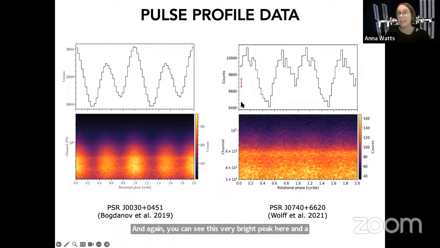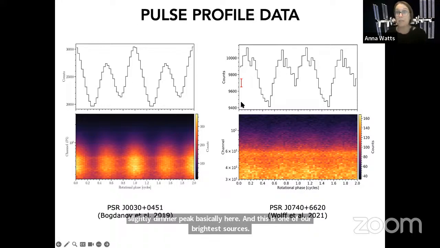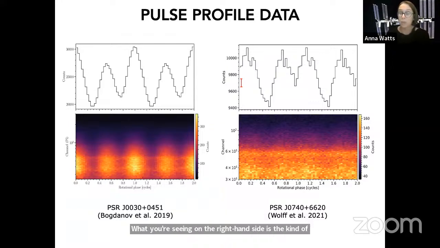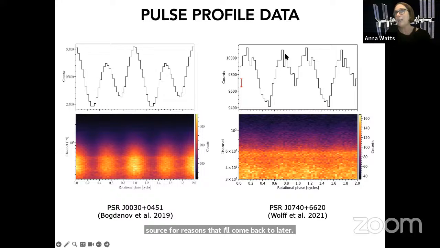What you're seeing on the right-hand side is the kind of other end of the extreme. This is our dimmest source that we've tackled to date. It's a very interesting source for reasons that I'll come back to later. But you can see the kind of difference in the data quality. You can see the 2 pulses basically in the bolometric pulse profile. But when you actually look at the energy resolved spectrum, it is much harder to pick out by eye the fact that there are actually 2 pulses. Okay, so these are the kind of 2 extremes of data that we're working with.